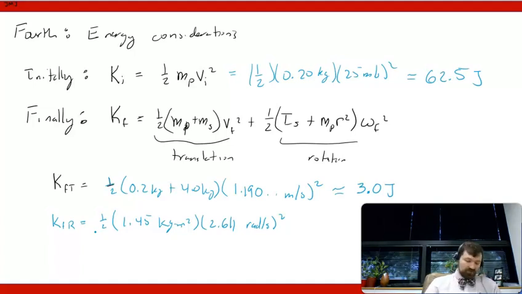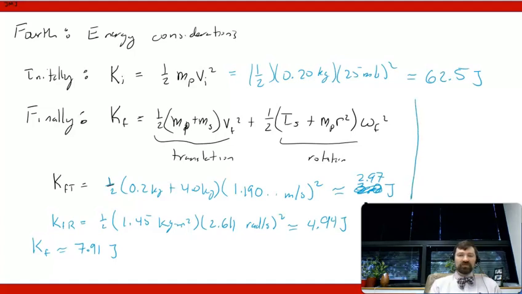Okay, so 2.611 radians per second squared times 1.45 times 0.5 gives me 4.94. So we have roughly 4.94 joules. Okay, total, when we add all this up together, I guess we could just put in the 2.97 since I've kept so many sig figs there. So plus 2.97 gives me 7.91. So K final is about 7.91 joules.